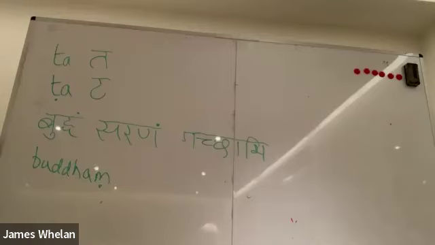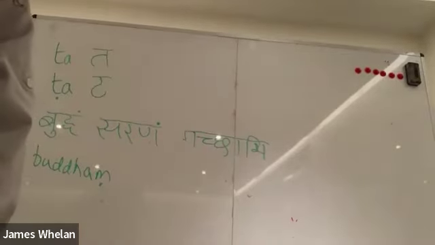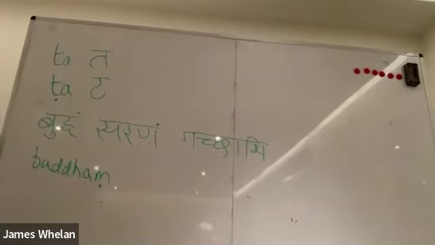I'm trying to think, has anyone got a copy of the Metta Sutta here? Thanks. This is incorrectly written. Where did you get this from? Not sure.